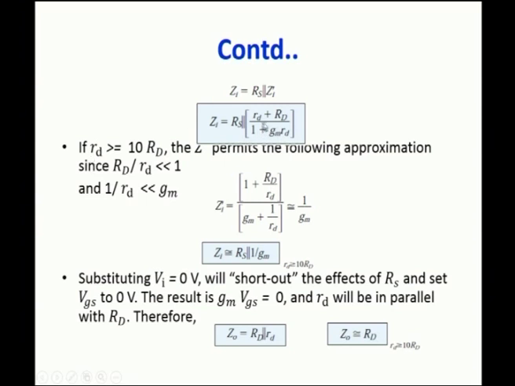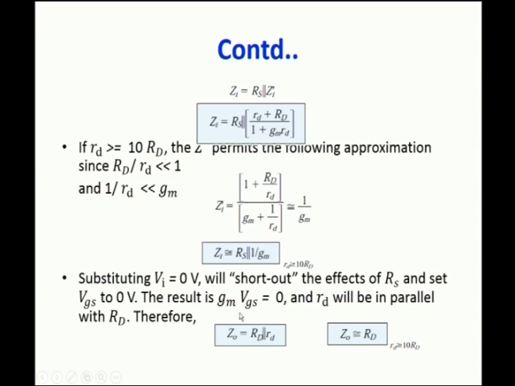So, if this internal resistance rd is again greater than or equal to 10 times RD, then the Zi' equation will become only 1 by gm. The previous term which we have calculated will become 1 by gm, because this is neglected if rd is very high. If rd is very high, then this fraction is neglected, and 1 by rd is also neglected, and finally you will get only 1 by gm. And if you substitute in this input impedance, it is RS parallel 1 by gm.